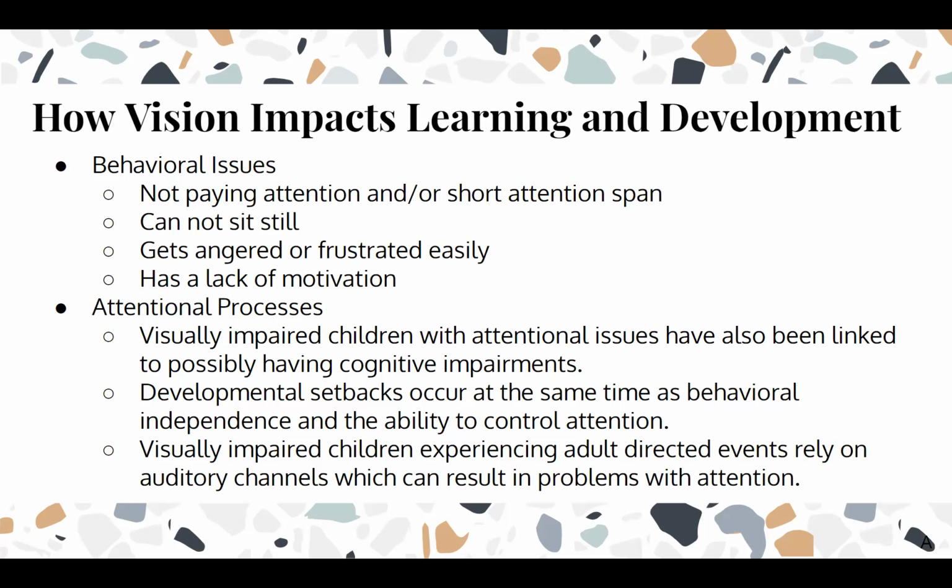With attentional processes, visually impaired children with attentional issues have also been linked to possibly having cognitive impairments. Developmental setbacks occur at the same time as behavioral independence and the ability to control attention. And visually impaired children experiencing adult-directed events rely on auditory channels, which can result in problems with attention. And a lot of these are mistaken for ADHD because, again, they have similar symptoms.